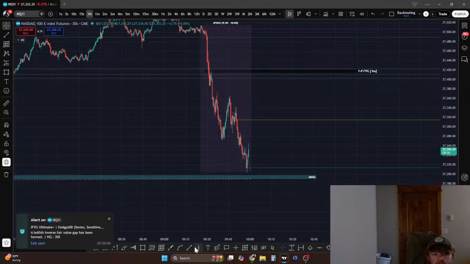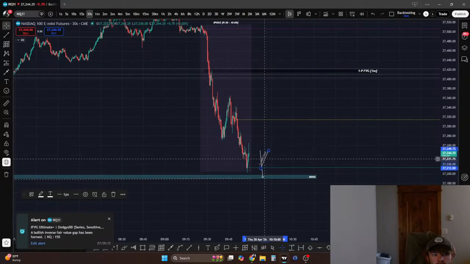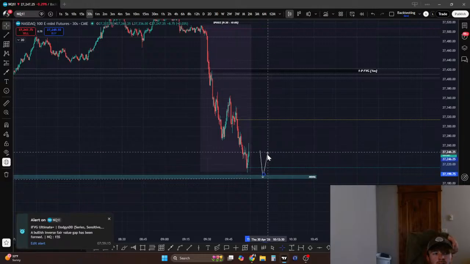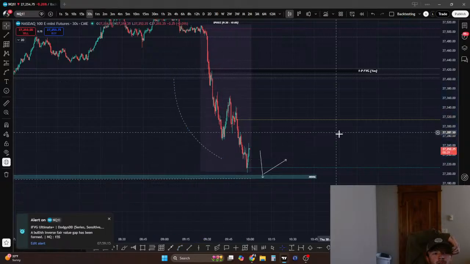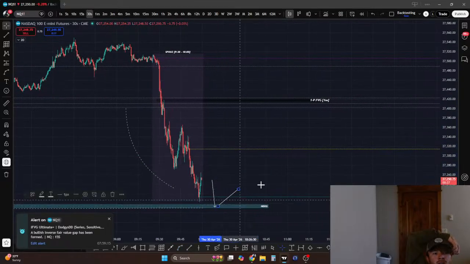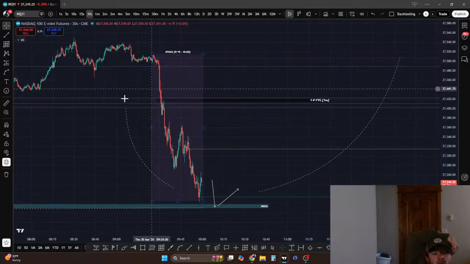Yeah, so once again, imagine these are 30-minute candles. I kind of feel like around 10 a.m. we're going to consolidate, and then we're going to start to get the buy model eventually around 10:30 and 11. But that's just what I think. I don't know.